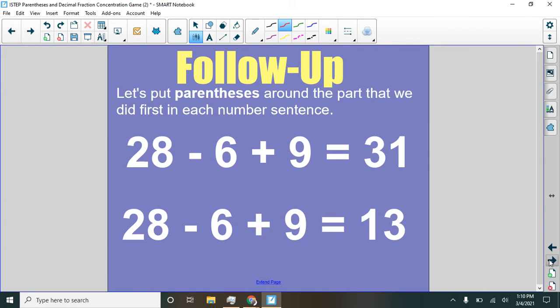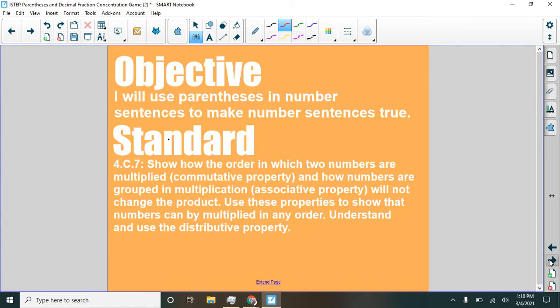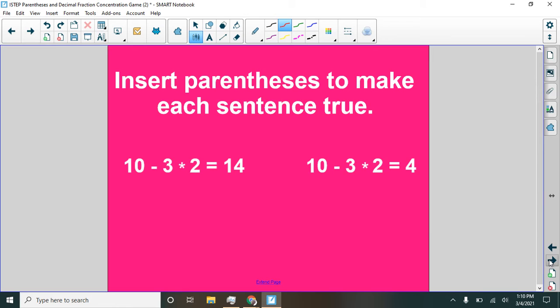That is our goal today, okay? To be able to use parentheses in number sentences to make number sentences true, okay? And that's something that we're going to work on here today. So let's look at this one, right? What I'm going to suggest that you do here, we have to figure out how to make this true. And we're going to put some parentheses in here to do that.